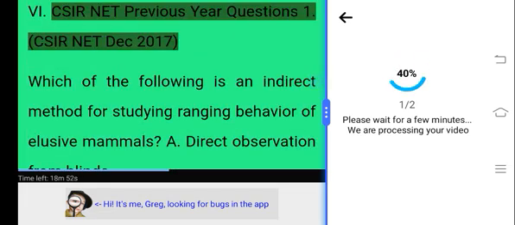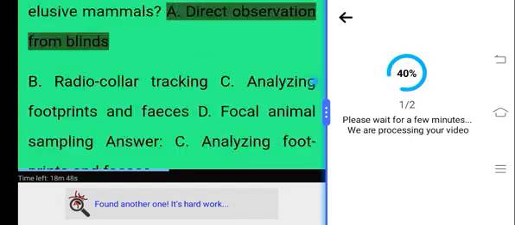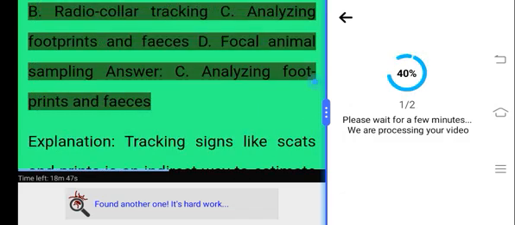B. CSIR NET previous year questions. 1. CSIR NET December 2017. Which of the following is an indirect method for studying ranging behavior of elusive mammals? A. Direct observation from blinds. B. Radio collar tracking. C. Analyzing footprints and feces. D. Focal animal sampling. Answer: C. Analyzing footprints and feces.